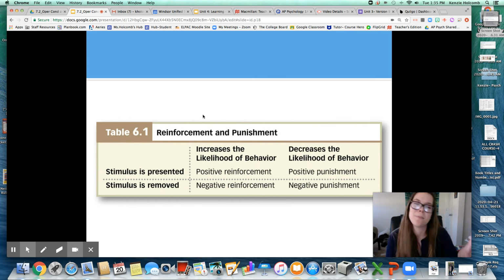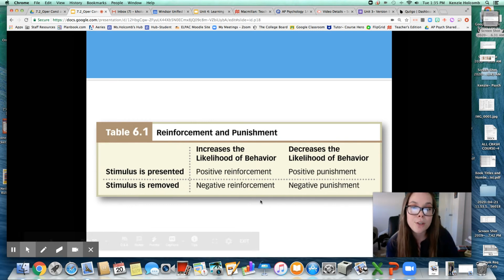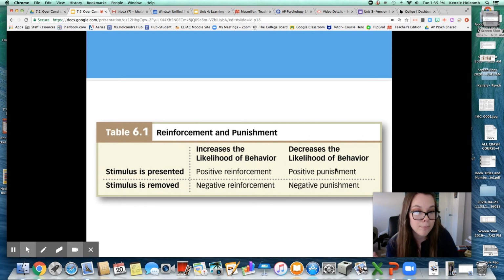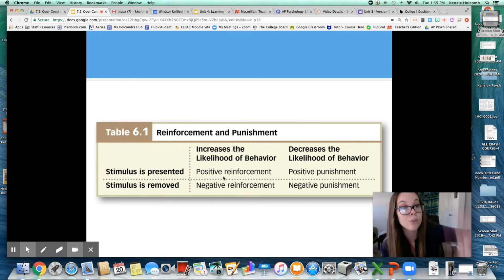Oh, here's my little arrow. So this is what was on top of my other screen, but it helps put together the difference of reinforcement versus punishment, because a lot of people get it mixed up. So let's look at when a stimulus is presented. So we're looking at positive reinforcement and positive punishment. Positive reinforcement is to increase the behavior: petting your dog, giving your dog a treat to increase the behavior. Positive punishment is when you give something to stop the behavior. So this is where back in the day, parents would spank, right? Give something, spank, in order to stop whatever behavior they were doing.